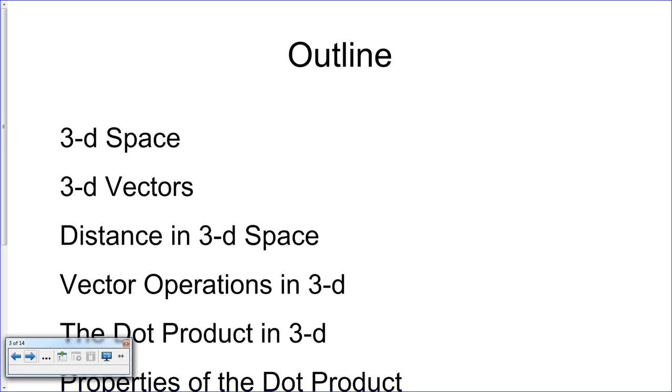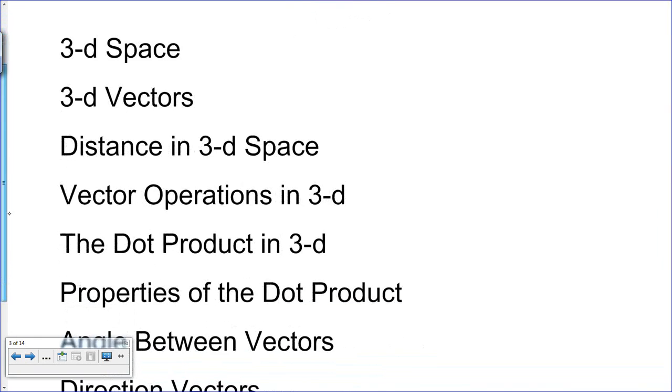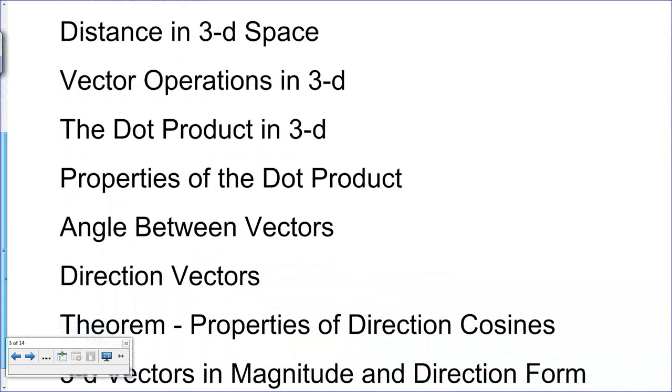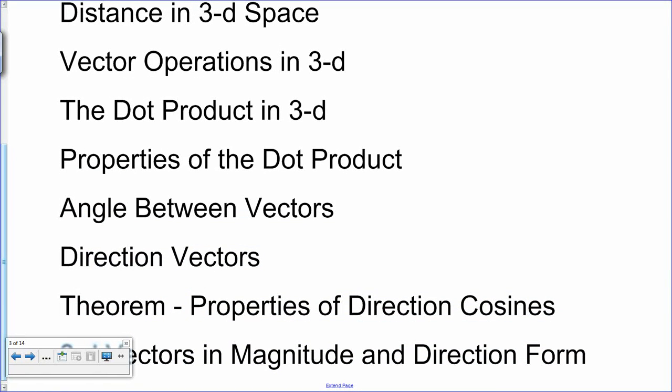We'll take a look at a 3D vector and how to write 3D vectors. We'll look at the distance formula in 3D space. We'll look at our vector operations again in 3D. We'll take a look at the dot product in 3D. We'll talk about how our properties of the dot product work. We'll take a look at the angle between vectors in 3D. We'll take a look at direction vectors. We'll take a look at a theorem about the properties of direction cosines. And finally, we'll take a look at 3D vectors in magnitude and direction form.